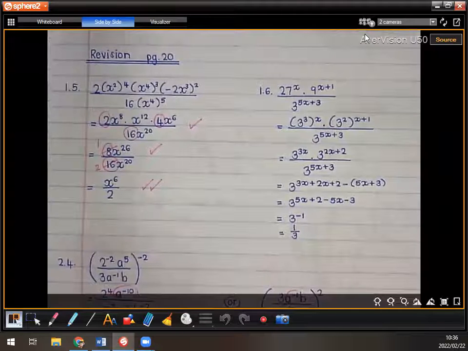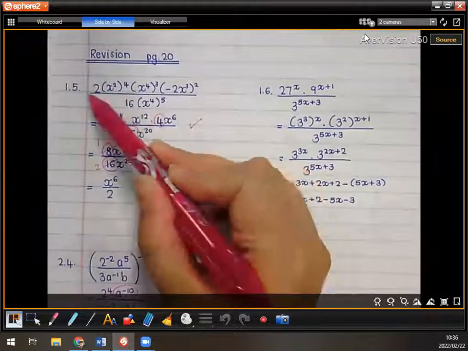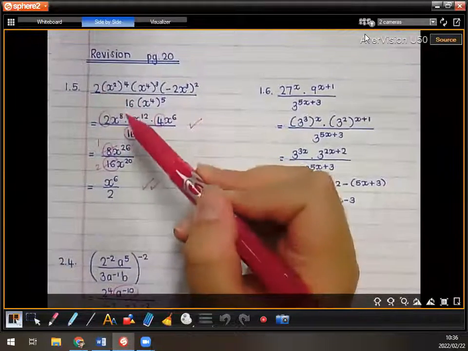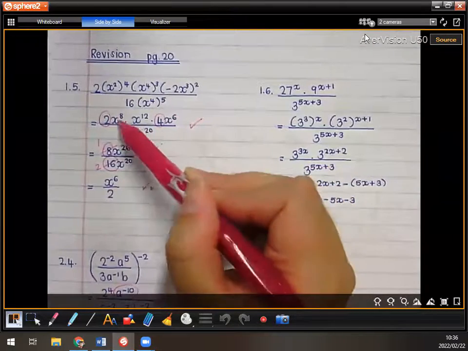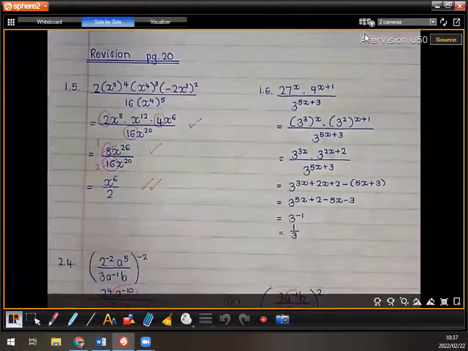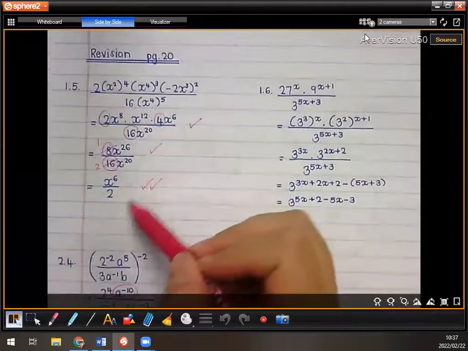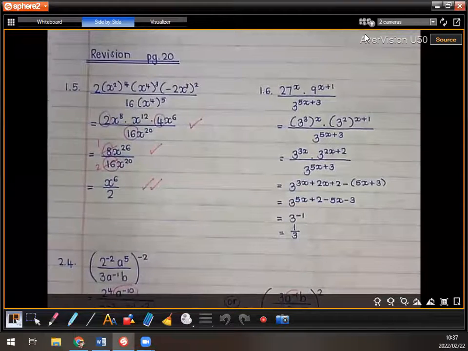There were other ways in which you could have done that. You could have done the 2 and the 16 right from the start, you could have cancelled that out. At this point, you could have started cancelling out x's and stuff, or you didn't have to follow my steps exactly, but you do have to get to the final answer. If you're not sure if the steps are correct, ask me. I'll take it.